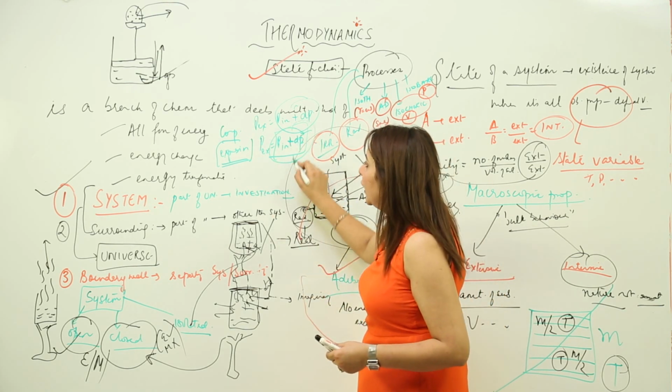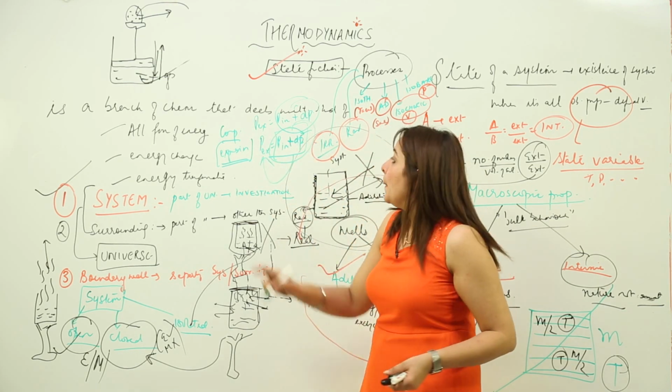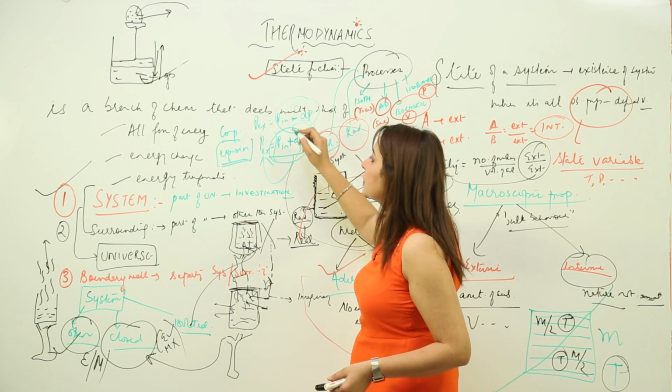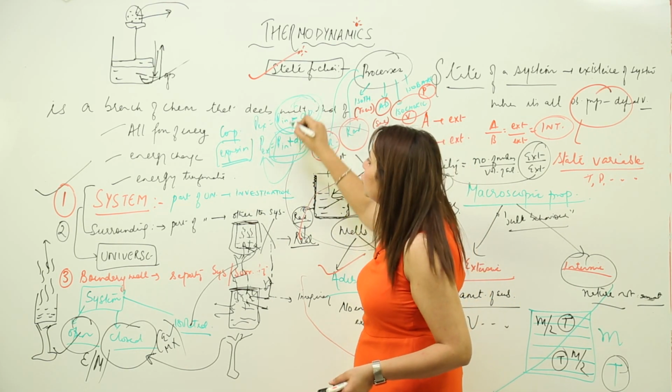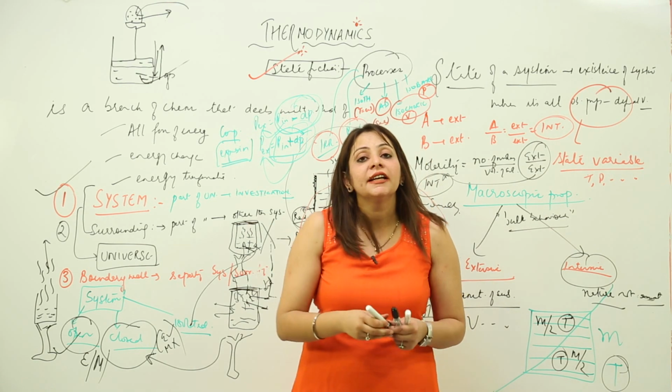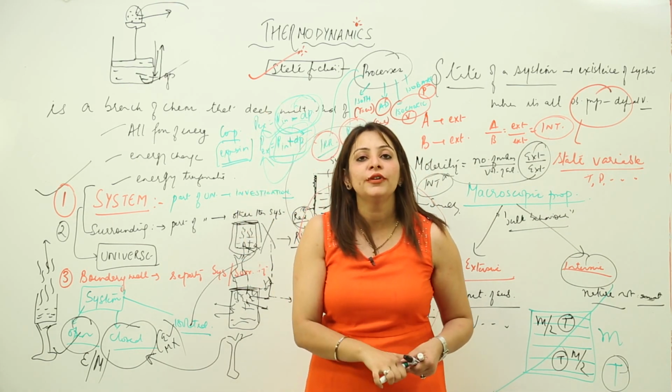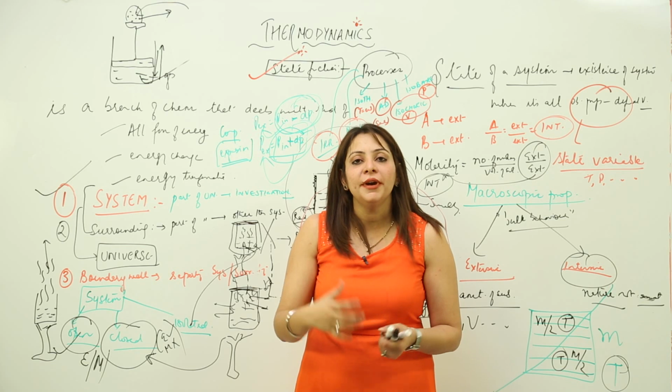When it is expansion, the internal pressure is more than the external. But when it is compression, the external pressure becomes more than the internal. So as a result, the gas is going to contract and the piston is going to move down. That is how compression is going to happen.